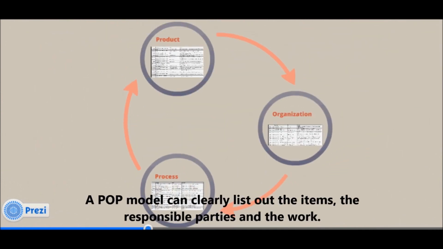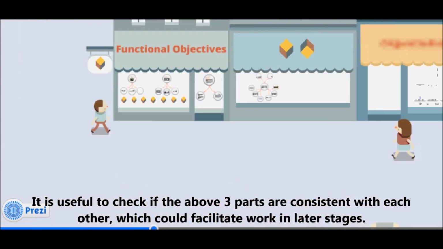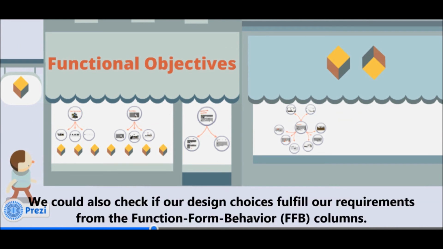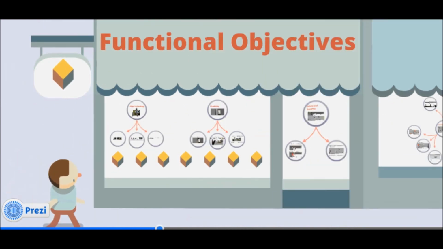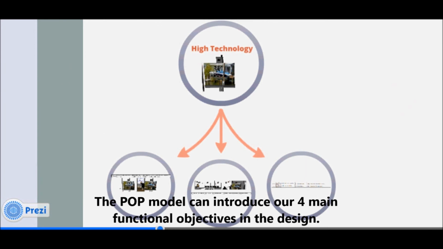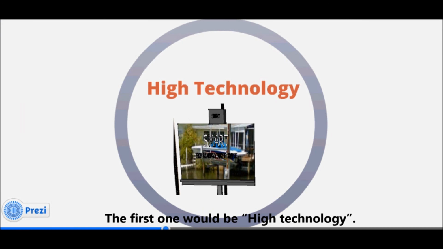A POP model can clearly list out the items, the responsible parties, and the work. It is useful to check if the above 3 parts are consistent with each other, which could facilitate work in later stages. We would also check if our design choices fulfill our requirements from the function, form, behavior columns. The POP model can introduce our 4 main functional objectives in design. The first one will be high technology.